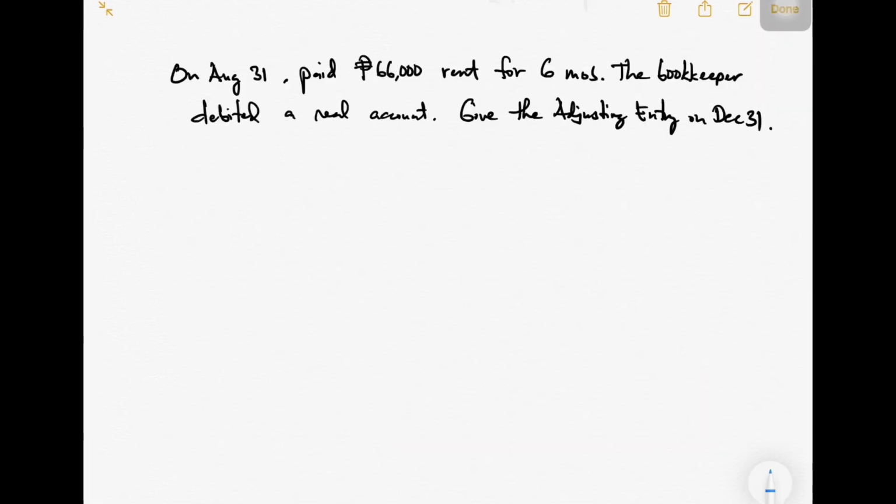Let's try this one. On August 31, paid 66,000 rent for 6 months. The bookkeeper debited a real account, gave the adjusting entry on December 31. Again, my suggestion is not to go to the adjusting entry right away. Let us first do the initial entry on August 31. It says here that there is payment of rent, so you know that cash is credited, 66,000. And then for your debit, it's either asset or expense. But it says here that the bookkeeper debited a real account. So it follows that your debit here is prepaid rent.